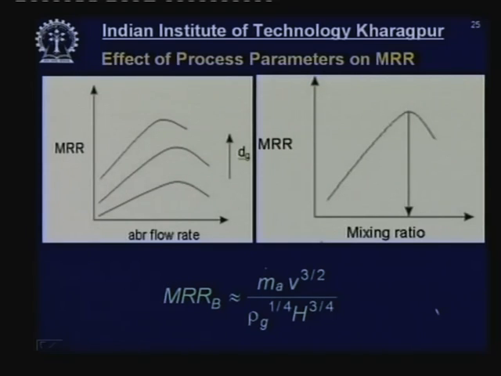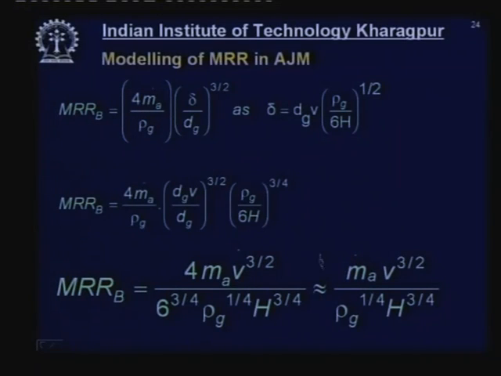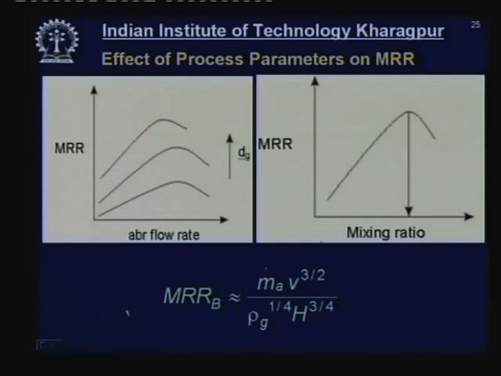Now we have already identified all the process parameters. We have identified one of the major machining characteristics, which is material removal rate. We have also just now modeled the material removal rate as well. Now let us see the effect of process parameters on material removal rate.